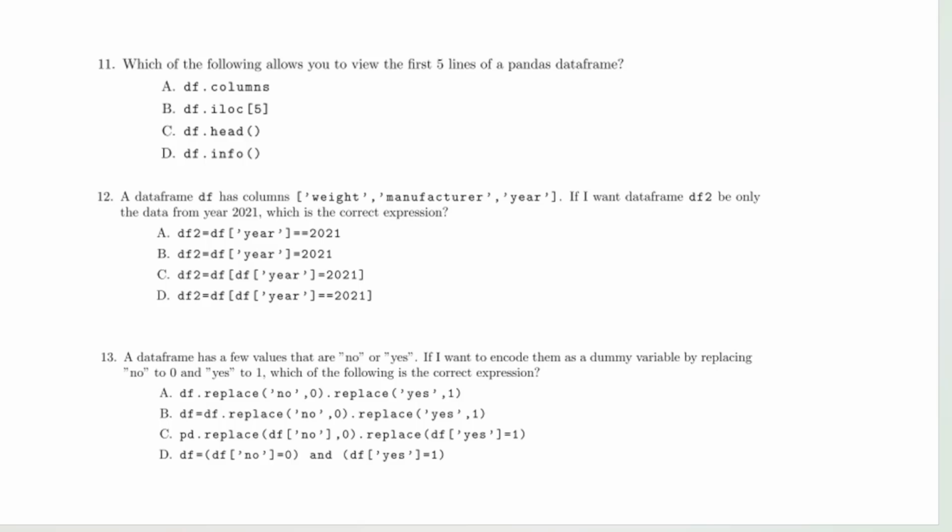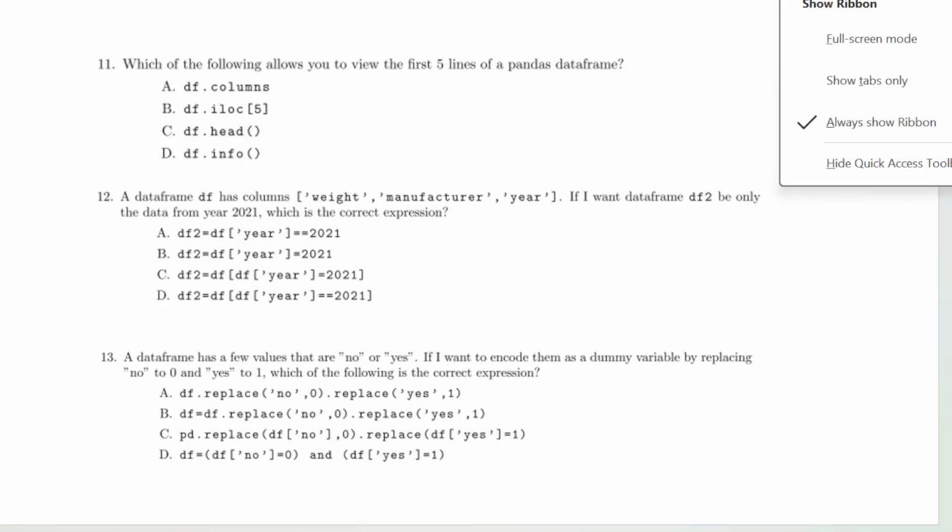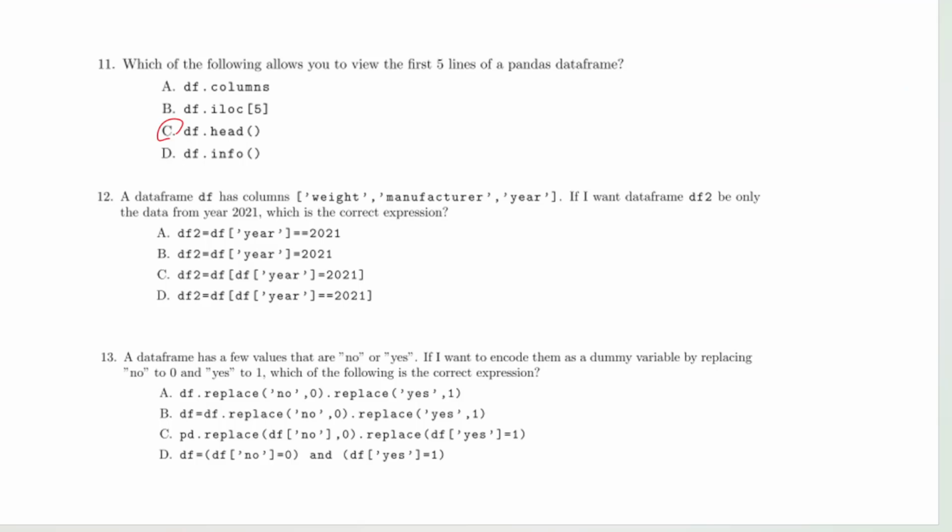Okay, now starting from 11, these are the ones that we went over in class. Pretty straightforward, right? So, which of the following allows you to view the first 5 lines of the pandas data frame? Head, yeah. We've used this a lot, right? Now, a data frame DF has columns weight, manufacturer, year. If I want data frame DF2 to be only the data from year 2021, which is the correct expression? D is the correct one, yeah.